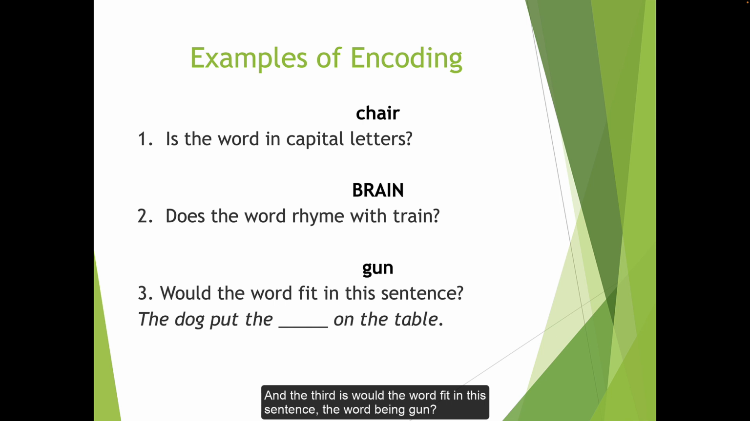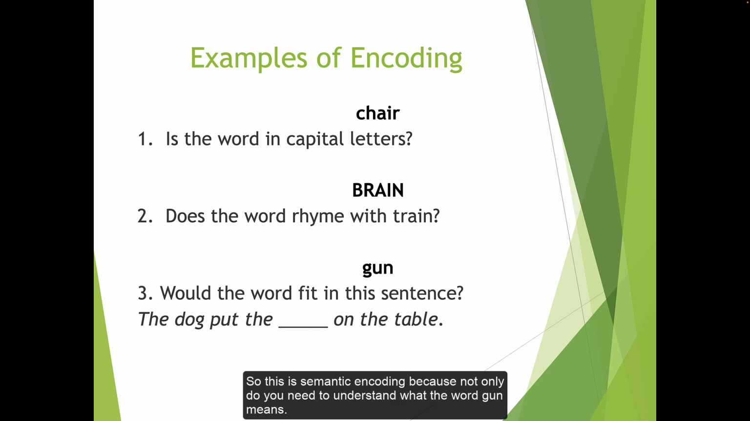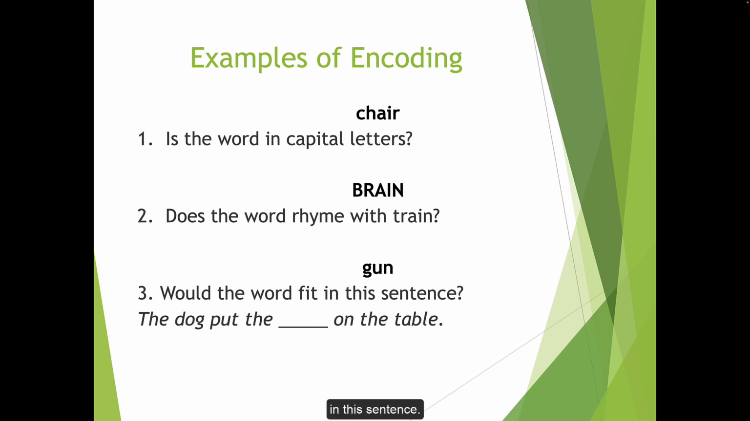And the third is, would the word fit in this sentence, the word being gun? The gun. The dog put the gun on the table. This is not a squeaky toy. Does this sentence make sense with gun in it? If your answer is no, I absolutely 100% agree with you. So this is semantic encoding, because not only do you need to understand what the word gun means, you also have to understand whether or not it's used appropriately in this sentence.